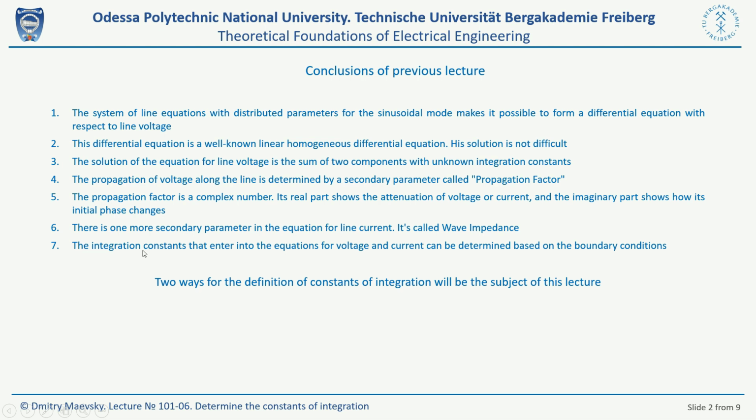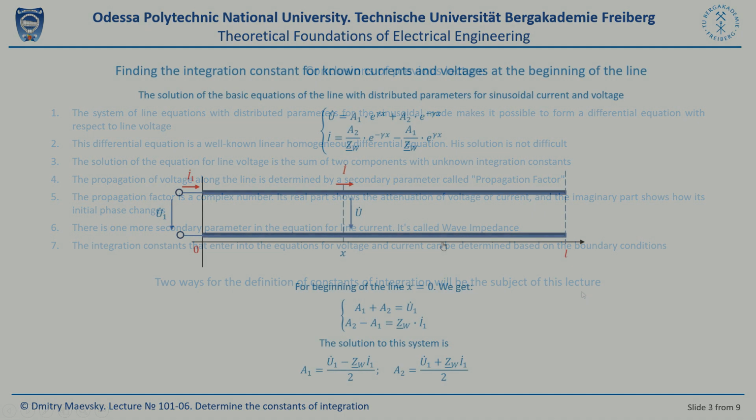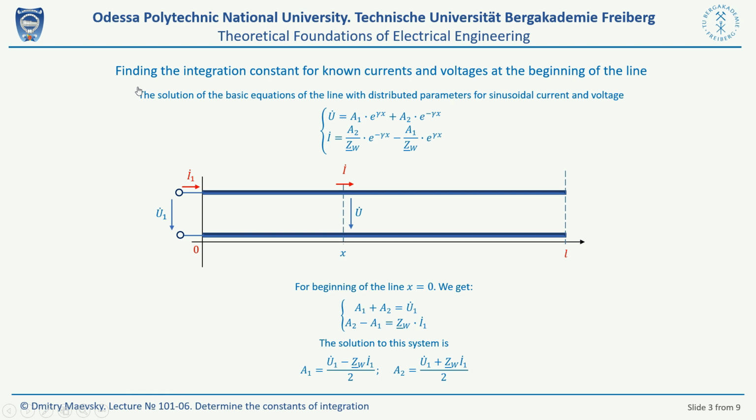The integration constants that enter into the equations for the voltage and current can be determined based on the boundary conditions. This will be the topic of our lecture. In our lecture, we will sequentially consider two cases of finding the integration constants: when the current and voltage at the beginning of the line are known and when the current and voltage at the end are known. Let's consider the first case.